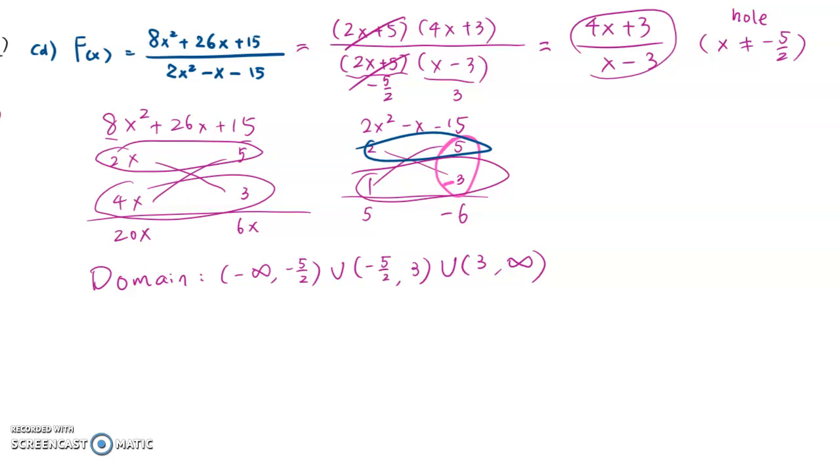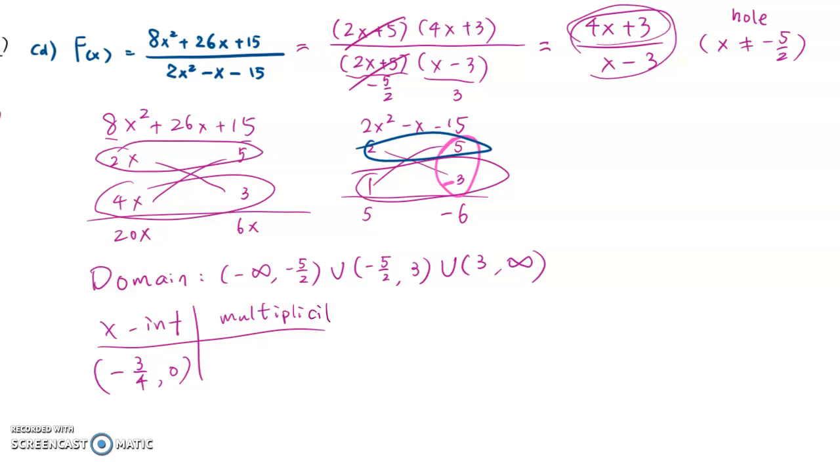So next, we want to find the x-intercept. To find the x-intercept, we just look at the numerator. We'll look at the simplified version of the numerator, and you will find the zero of the numerator, making the top 0, right? You will have negative 3 over 4, that's the x-intercept. Or you can write it as negative 3 over 4 is 0, and the multiplicity of it is 1, right? Because that only appeared once.